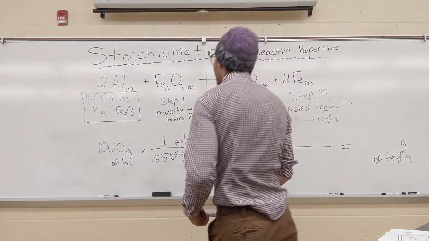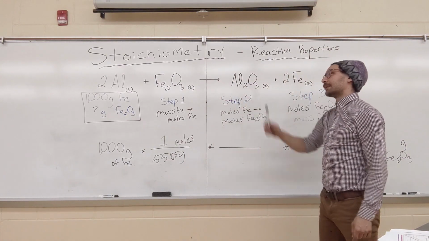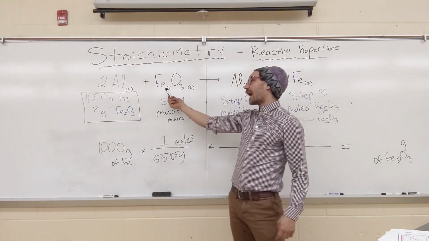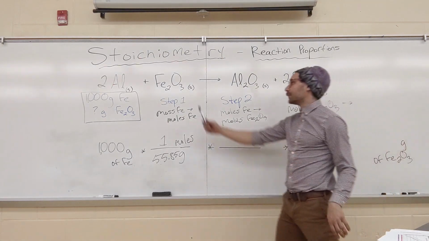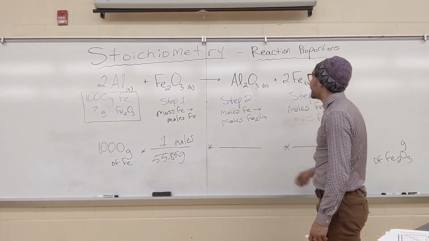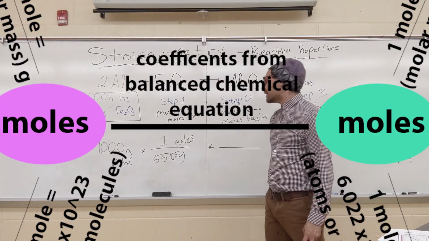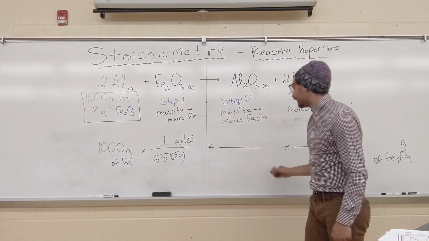I think it's balanced now, right? We've got 2 aluminums on the reactant side and 2 aluminums on the product side. Beautiful. And we've got 2 irons on the reactant side and 2 irons on the product side. And 3 oxygens and 3 oxygens. That's a balanced equation. I needed to do this because I needed the coefficients out of here. If I want to change from moles of iron to moles of iron oxide, let's see.